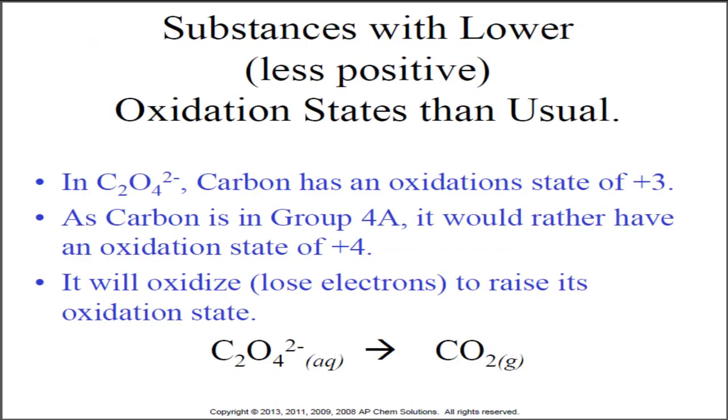Now, in substances with lower or less positive oxidation states than usual, C2O4, this is your oxalate ion. So its carbon is going to have an oxidation state of +3. Because it's in group 4A, it would rather have an oxidation state of +4. So it's going to oxidize or lose electrons to raise that oxidation state from +3 to +4.